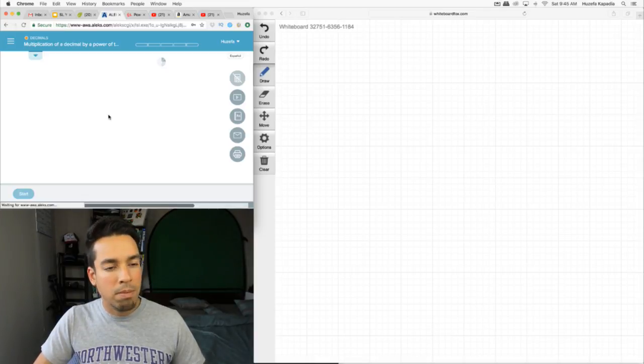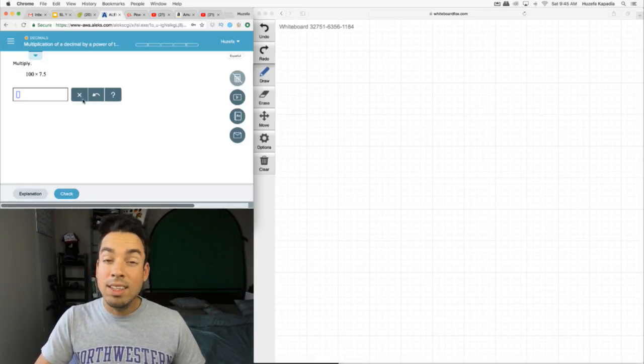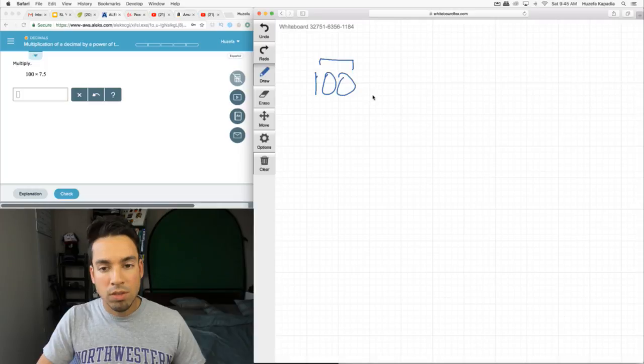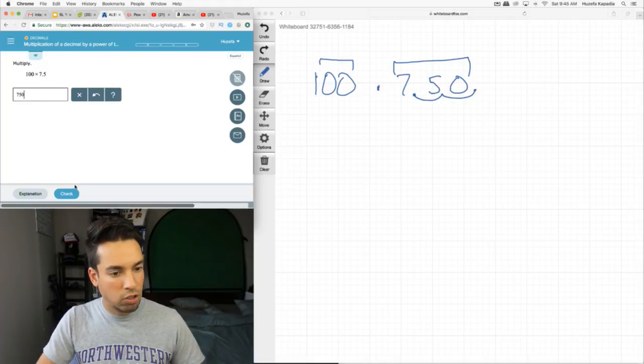Multiplication of a decimal by a power of 10. All right, these are great because what you want to think about here is whenever you multiply by a power of 10, look at the number of zeros. That's just telling you the amount of times we're moving a decimal to the right. We're multiplying this. I use a dot for multiplication instead of an X. So we're going to move this decimal. Since there's 2 zeros, we're going to move the decimal once, twice. And so our final answer is 750.